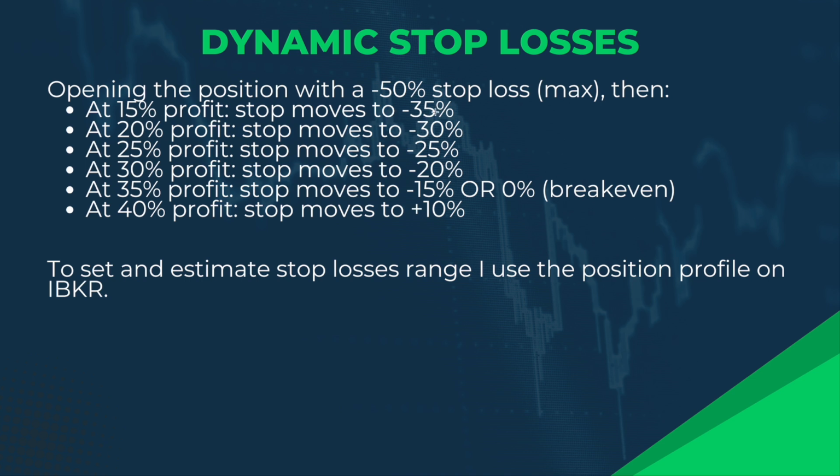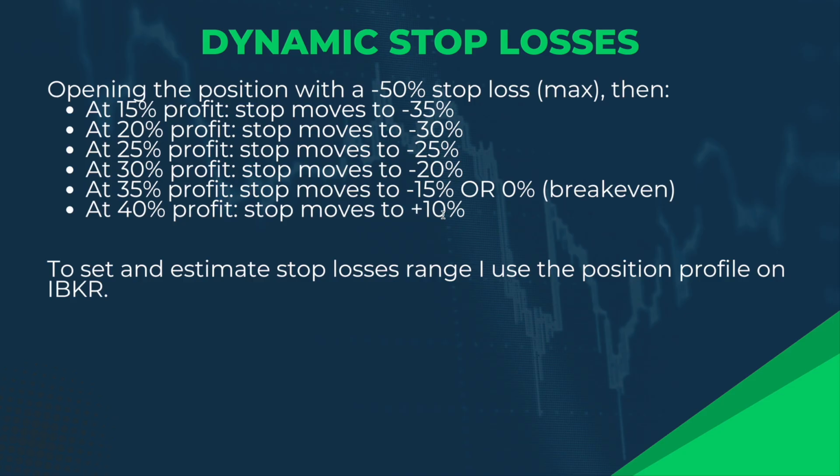So up until 35% profit, beginning at 15% profit, I move my stop loss. So there's basically a 50 point difference. 15 plus 35 is 50, 20 plus negative 30 is 50, and so on and so forth, until I'm up at 40% of credit. At that point, I move my stop loss to positive 10%.